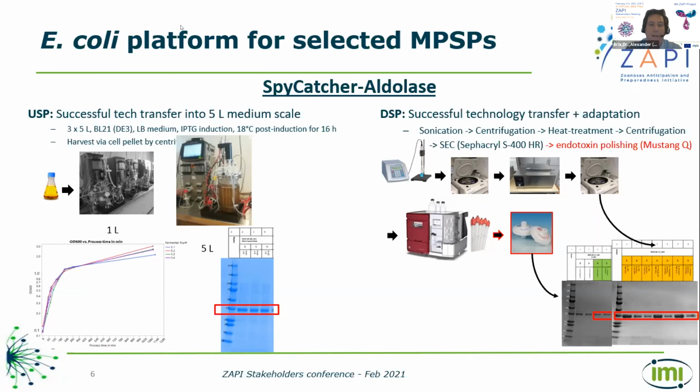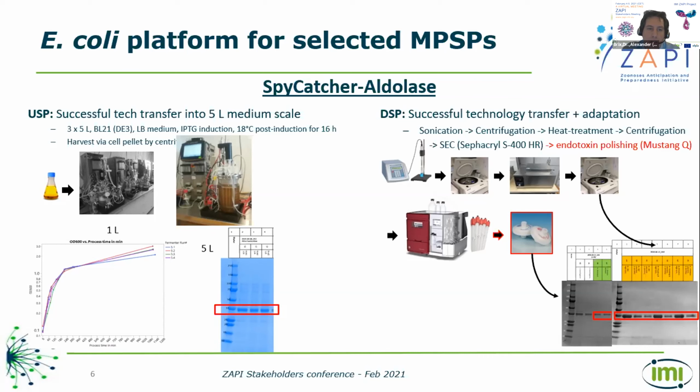Thank you, Jean-Christophe. I would like to continue with the production aspects that we were just talking about a little earlier. You just heard that we have focused on two MPSPs. The first one was the SpyCatcher aldolase. And I just want to give you a brief overview on how the production process that we developed looks like and where we are at the moment.